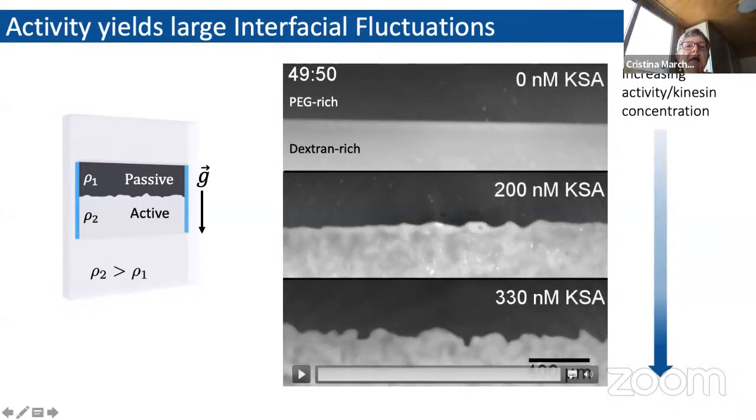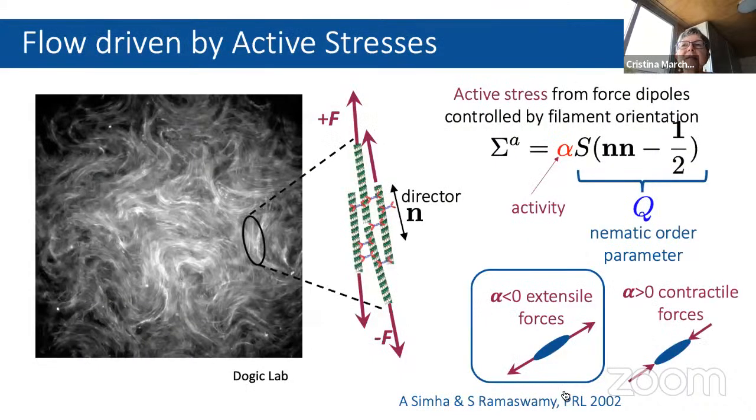So here, increasing kinesin concentration increases, from my point of view as a theorist, this parameter I called alpha, which I will call activity, and drives these fluctuations. So it's not temperature, but these active stresses that drive the fluctuations. And now what I would like to do is try to show you how.